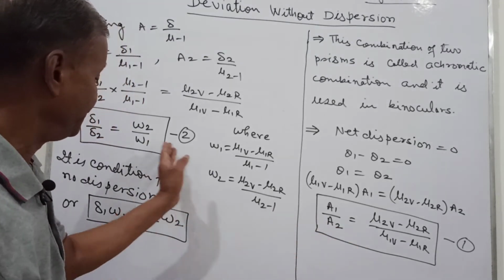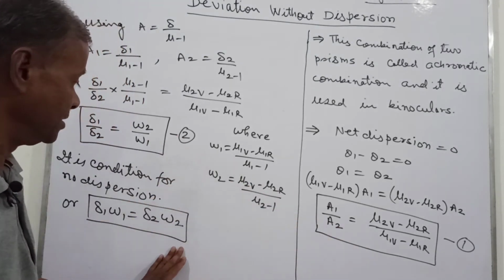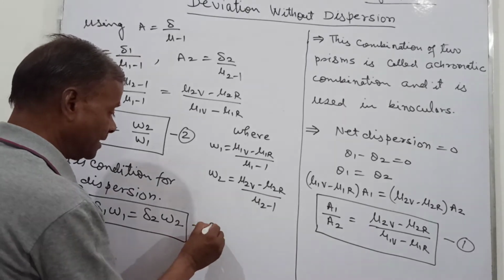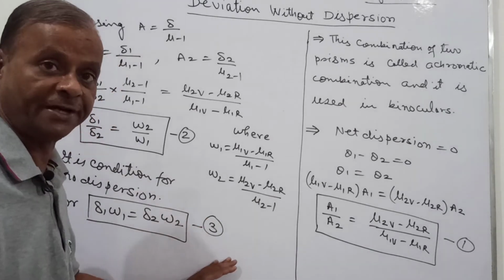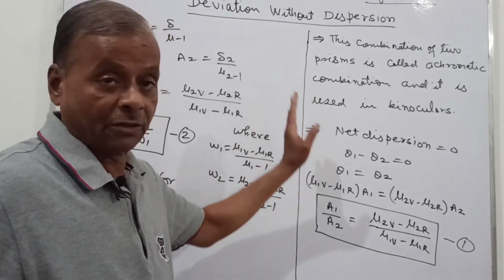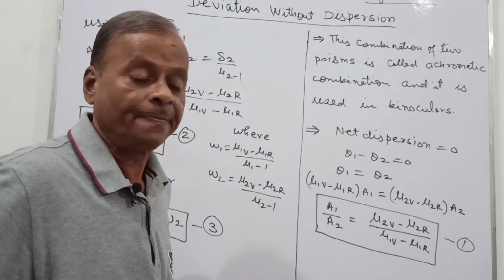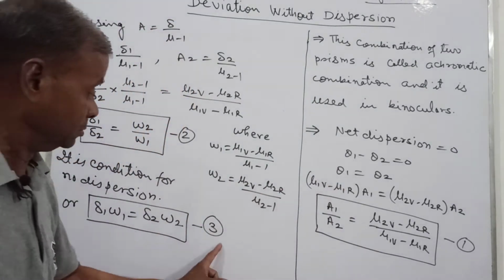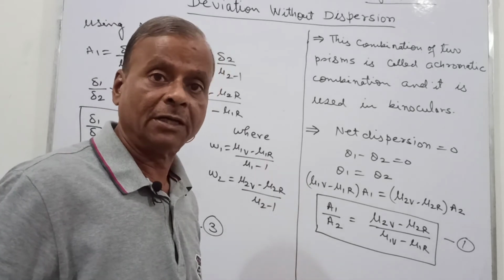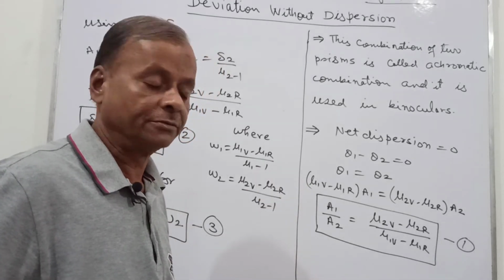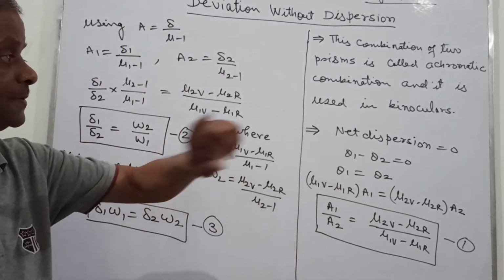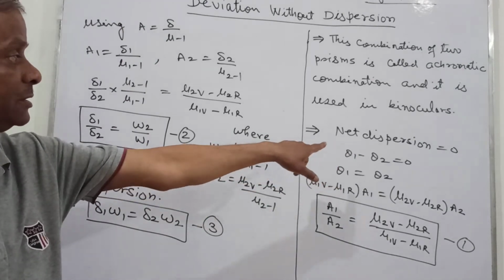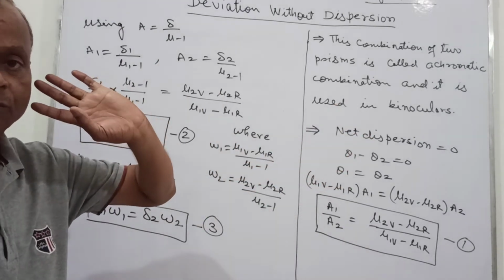Then if either of these three conditions is satisfied, then the combination of the prisms is said to be the achromatic combination of prisms. So this is what the net dispersion. There is no dispersion at all, so net dispersion is equal to 0.